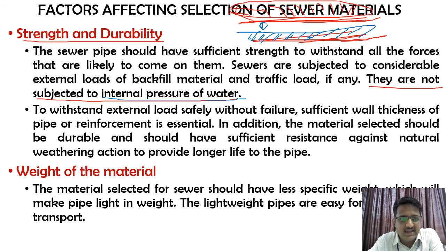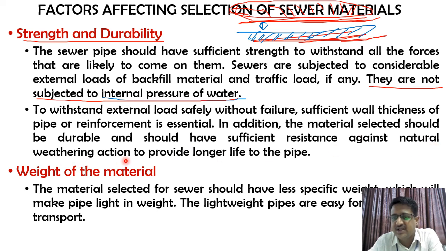Next, to withstand the external loads safely without failure, sufficient wall thickness of the pipe or reinforcement is essential. In addition, the material selected should be durable and should have sufficient resistance against natural weathering conditions to provide longer life to the pipe. So here in the second point what we are saying is, it should be strong enough, so that's why the wall thickness should be more, along with the reinforcement which is required to take the tensile loads. In addition, the material should be durable and should have sufficient resistance against natural weathering conditions.